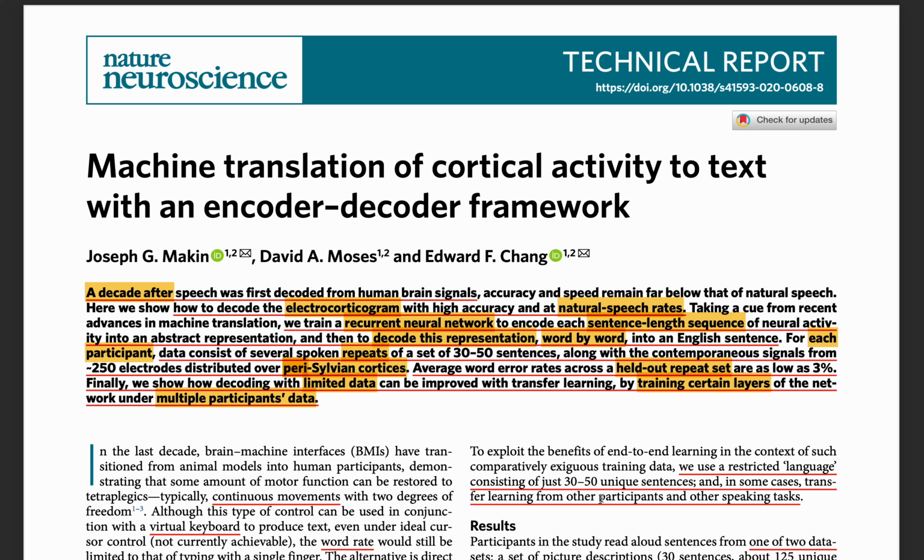There are multiple efforts ongoing all over the world. There are multiple ways this brain signal can be decoded. This paper highlights one of the methods.